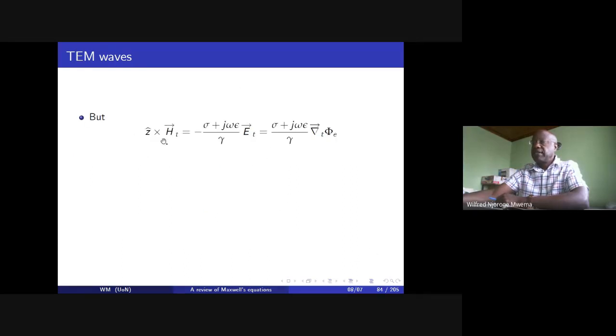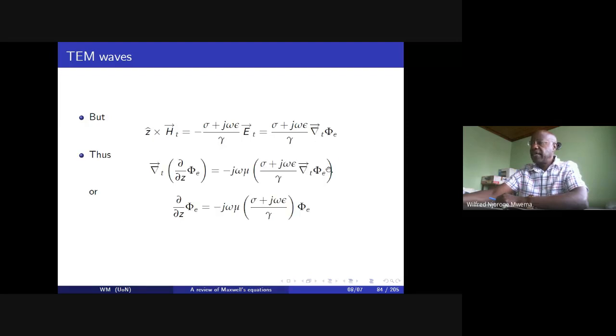Now, recall that z cross H_t was given by minus (sigma plus j omega epsilon) divided by gamma, multiplied by E_t, because we saw that for that particular case, the values of E_z and H_z are equal to 0. And therefore, this becomes simply written as that equation there. If we place this equation in there, we can see that the gradients are the same, so the arguments can be removed, and we are just left with d/dz of phi_E equal to minus j omega mu multiplied by phi_H.